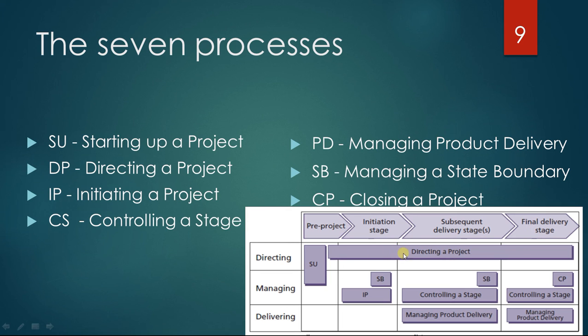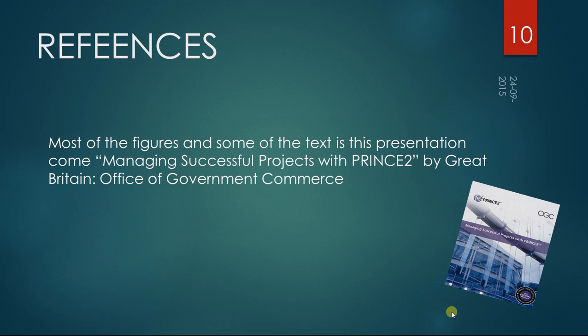And then there are a lot of guides in these processes on how to do it, and you can see that they use, for example, controlling a stage. They use it two times, and managing product delivery, they use it 2 times, and this one, called managing stage boundaries, is used here and here. So they're just trying to reuse all the good thoughts several times. So that was that about processes.